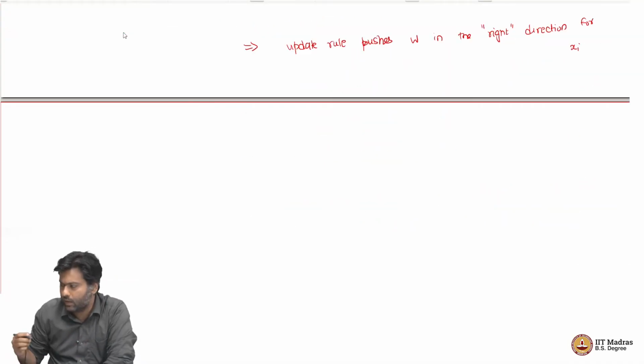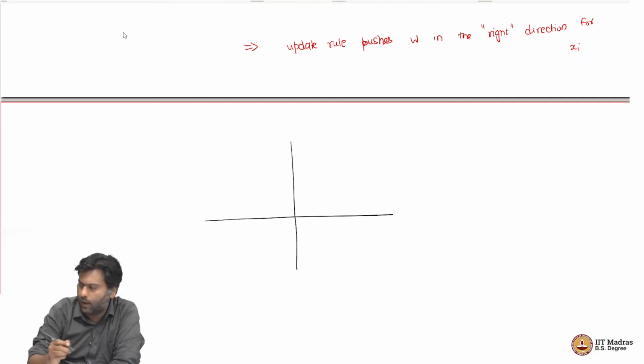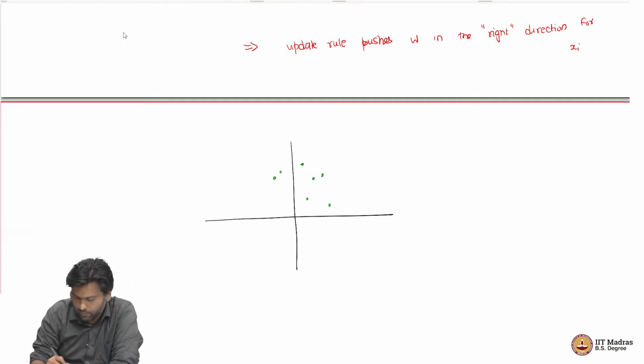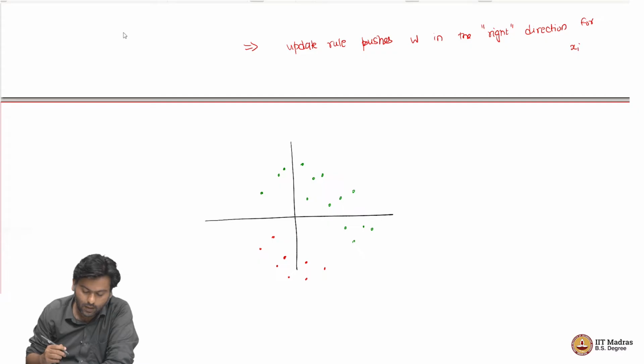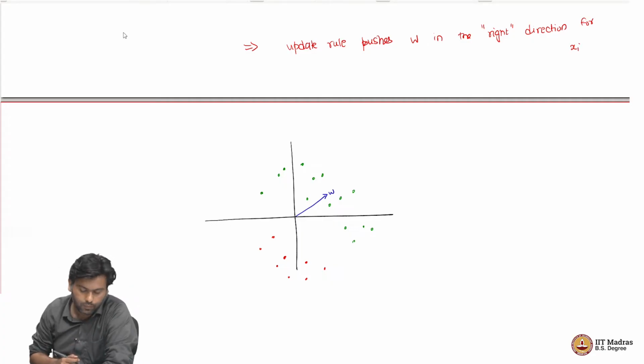So, let's say here is our data set. This is a simple example where I am going to put some points here. Maybe there are some points like this, and maybe there are some points like this, and maybe there are some points like this. So, this is my labeled data set that I have in my hand, and let us say currently I have a W like this. This is my current W.